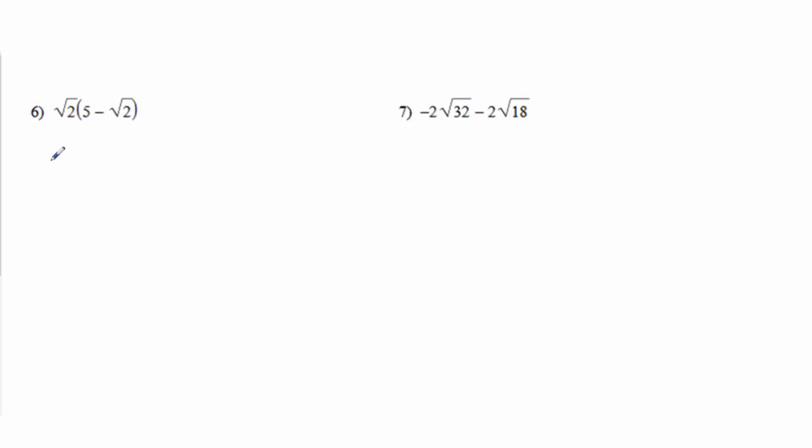Number 6, we want to distribute the square root inside the parentheses and simplify as needed. So square root of 2 times 5 is 5 square roots of 2. Square root of 2 times square root of 2 is square root of 4, which I just wrote a 5 for no good reason. It's square root of 4. So now we simplify. 5 square roots of 2 doesn't simplify because it's just the square root of 2. The square root of 4 is 2, so we can change it and just make it be minus 2.